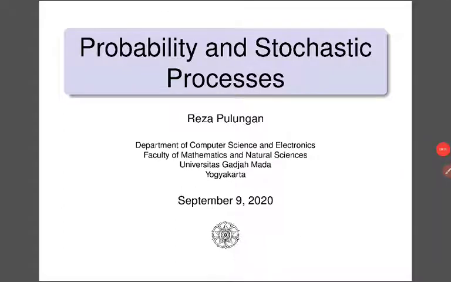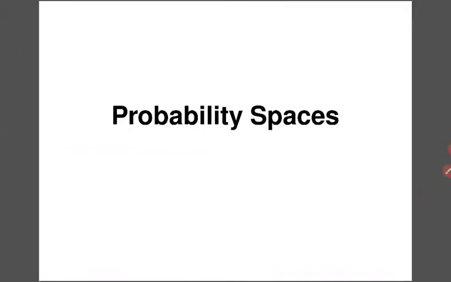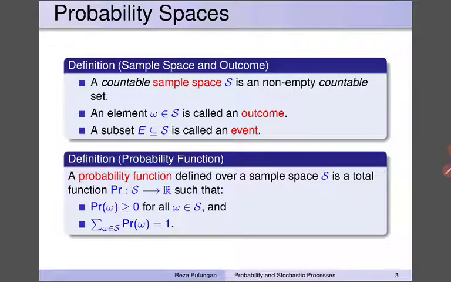This is the first topic of the course Probability and Stochastic Processes. In this topic, we are going to talk about probability spaces. A probability space is a mathematical structure that contains two components. The first component is called the sample space. A countable sample space S is a non-empty countable set, any non-empty countable set.